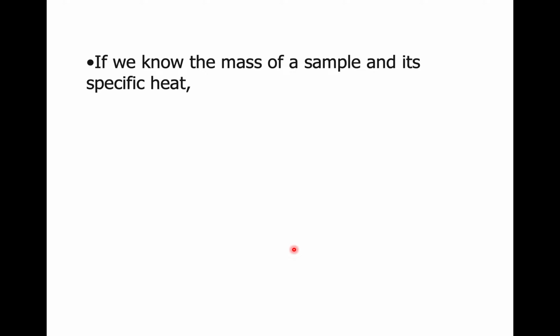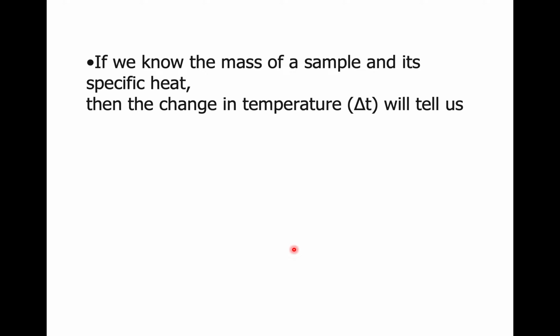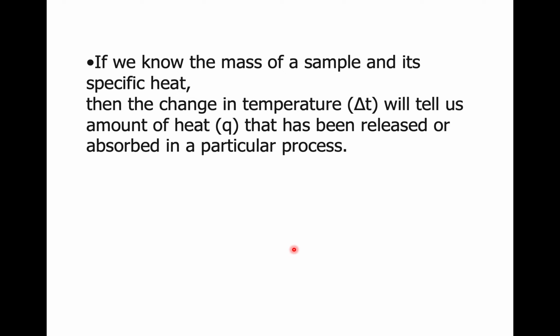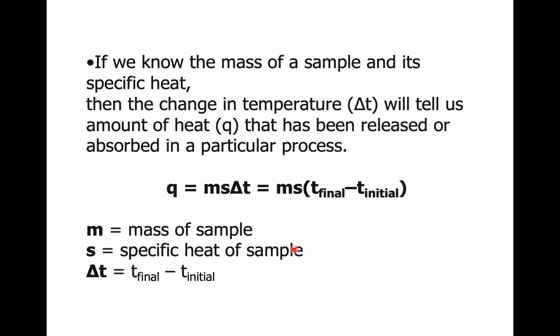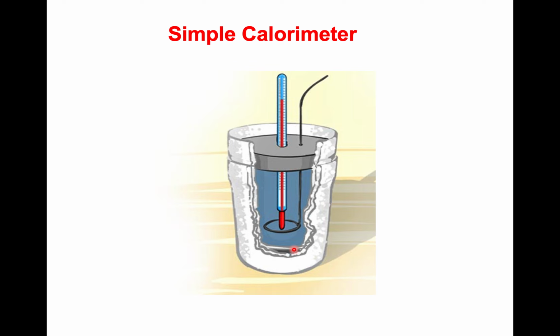If we know the mass of the sample and its specific heat, then the change in the temperature will tell us the amount of heat that has been released or absorbed by the process. So you'll be doing that today. You'll be figuring out the amount of heat that's transferred. Q is equal to mass times specific heat times the change in temperature. M is the mass of the sample. S is the specific heat of the sample, which is a constant. And delta T is T final, final temperature minus initial temperature.